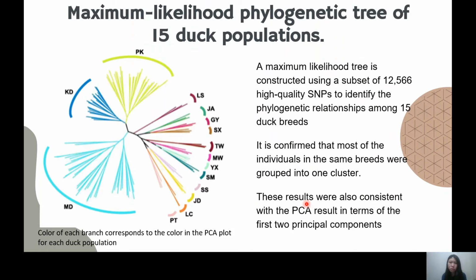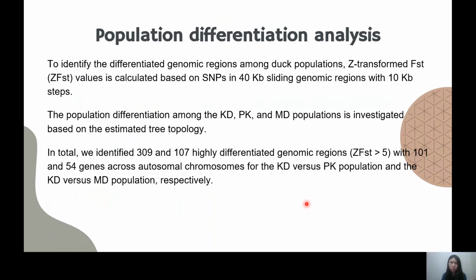A maximum likelihood tree is constructed to identify the phylogenetic relationships among the 15 duck breeds. It is confirmed that most of the individuals in the same breeds were grouped into one cluster. This result was also consistent with the PCA result in terms of the first two principal components.